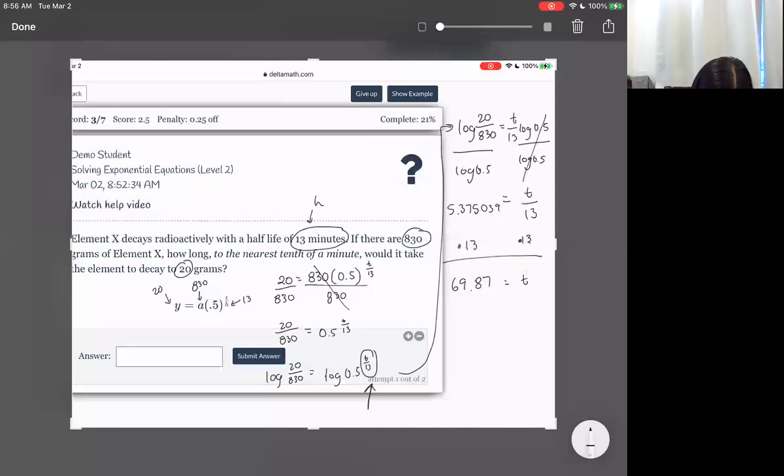Okay, and we're going to round it to the nearest tenth of a minute, so it's 69.9. Why did that disappear? 69.9 is equal to t. So that's the answer I'm going to type into Delta Math. Are there any questions on this problem?